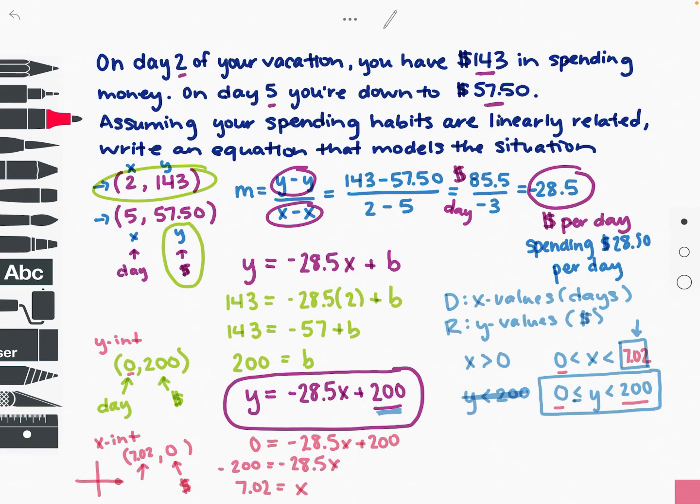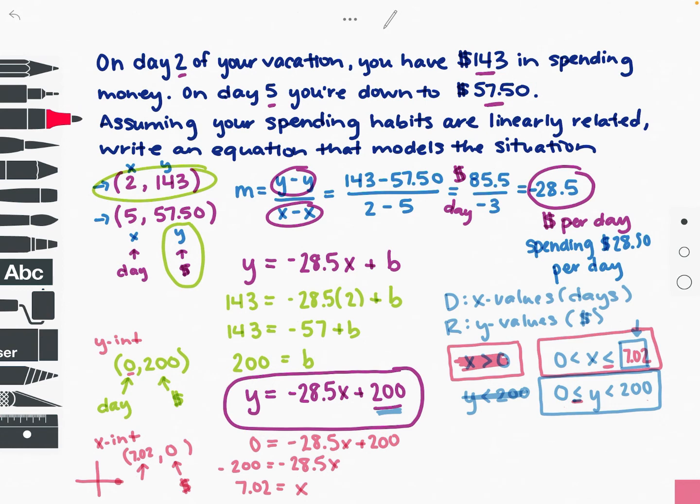And I guess if I'm allowing myself to have equal to $0, then I should allow myself to have equal to 7.02 days of vacation. So again, for domain and range, if there is no upper bound, feel free to just write your domain like this. But if there is an upper bound, if it has to be between something and something, then you would write your domain more like this. And so I think we've decided to go with cutting off our vacation at 7.02 days.